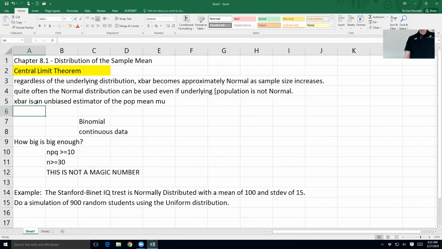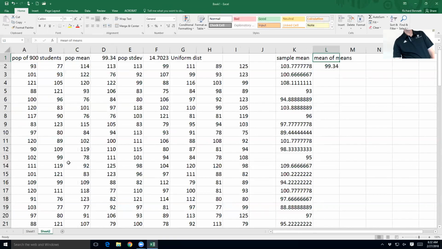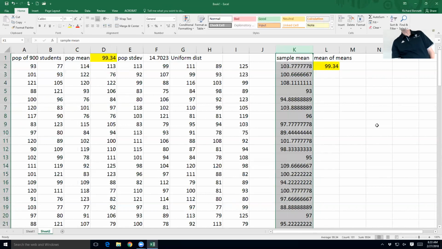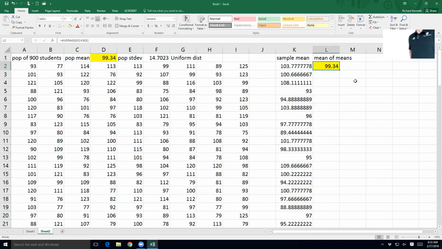Unbiased means you nailed it. And in our case, my population mean matches the mean of my means. So that's really awesome. That means you can trust X bar to be a very good, now notice there's going to be some variation here. But what we're saying is that the mean of your means, X bar, is going to be a very good estimator of the population mean, an unbiased estimator.